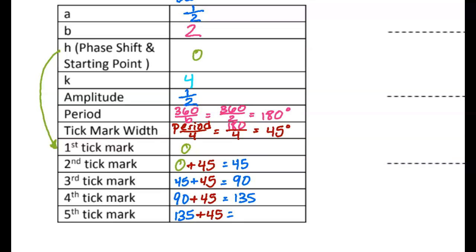And you take 135 and add the tick mark width, and you get 180. The distance between your first tick mark and your last tick mark should be the length of the period. In our case, that distance is 180, which is our period. So that's how you can check to see if you found the tick marks correctly. The length of the full wave is the period, so these two numbers should match.